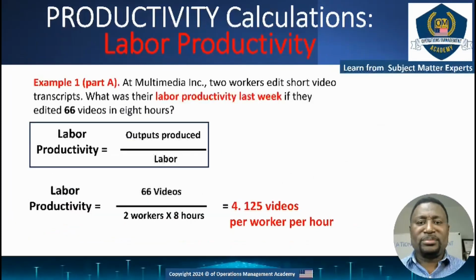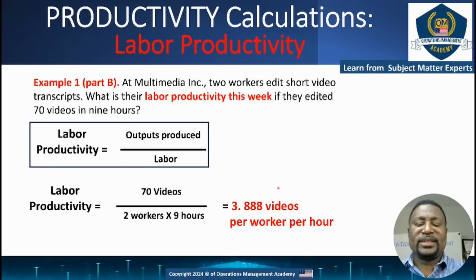Okay, so we're going to move here to our case, right? Our case today, where at Multimedia Incorporated, we have two workers who edited 66 videos in 8 hours. So to calculate labor productivity here, we're going to divide the 66 videos that were edited by 2 workers times 8 hours. So we have 4.125, which is about 4 videos per worker per hour. That's their productivity. Their productivity is 4 videos per worker per hour.